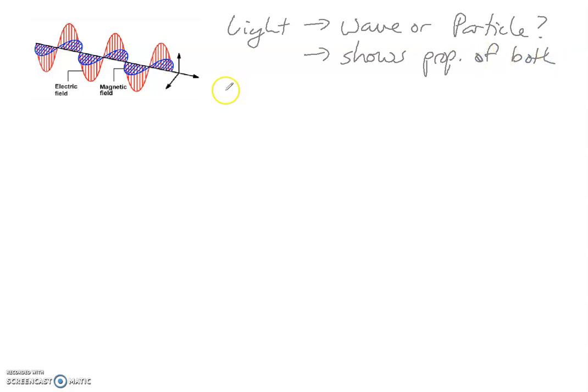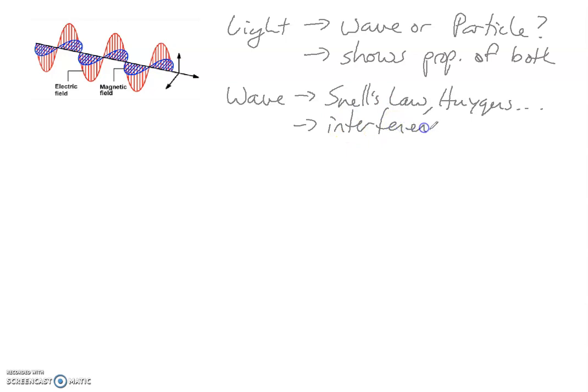So, for example, if you look at the wave type stuff, you've got Snell's law, you've got the refraction going on, you've got Huygens principle, you've got all these different things as wave type stuff that light can do. You've got things like the interference patterns, all these different things that are very wavy type things. So there's your wave type stuff.